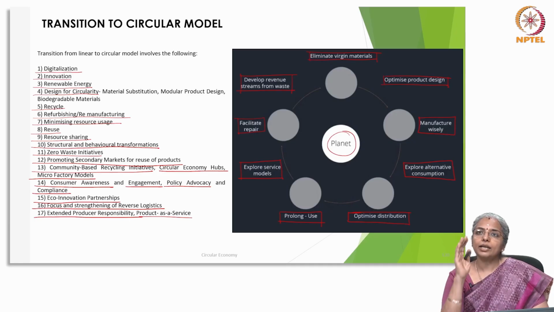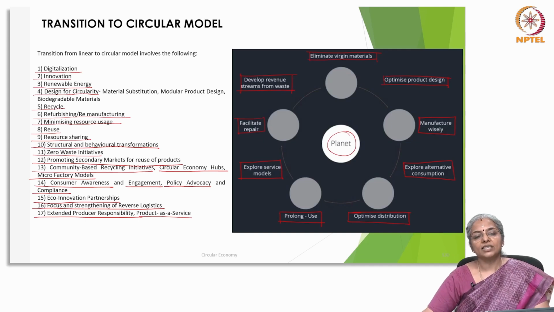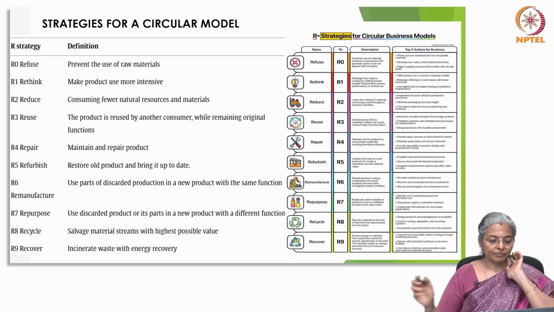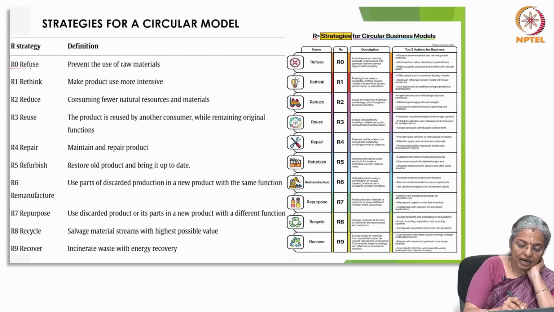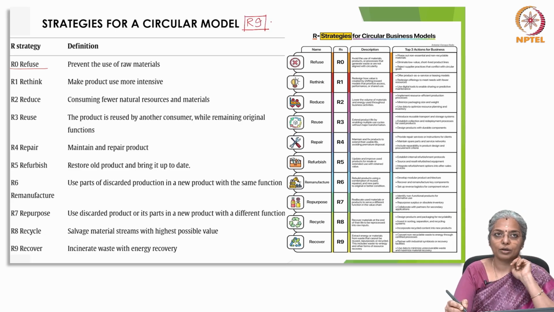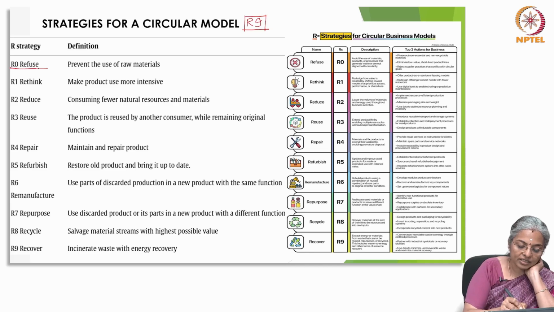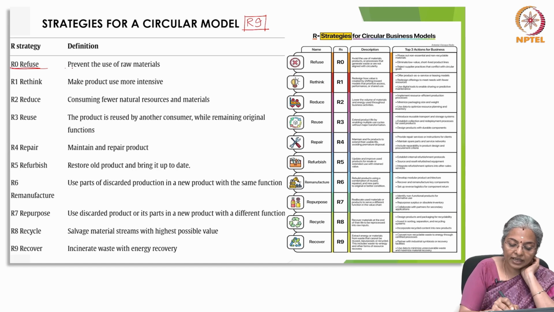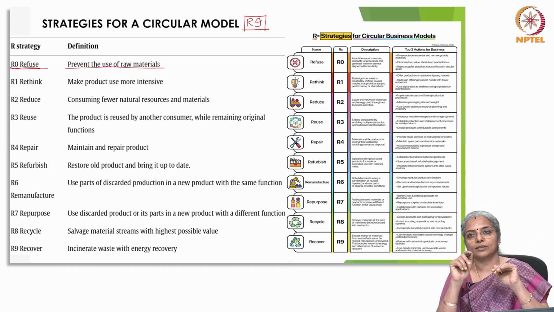In order to be holistically circular, what are the strategies that any human being on earth should follow? If you see, the first is R0. So we are going to look at 9 strategies. So we will look at an R9 model, which is 9 R strategies for circular economy. So the R0 strategy is refuse. That is, prevent the use of raw materials.